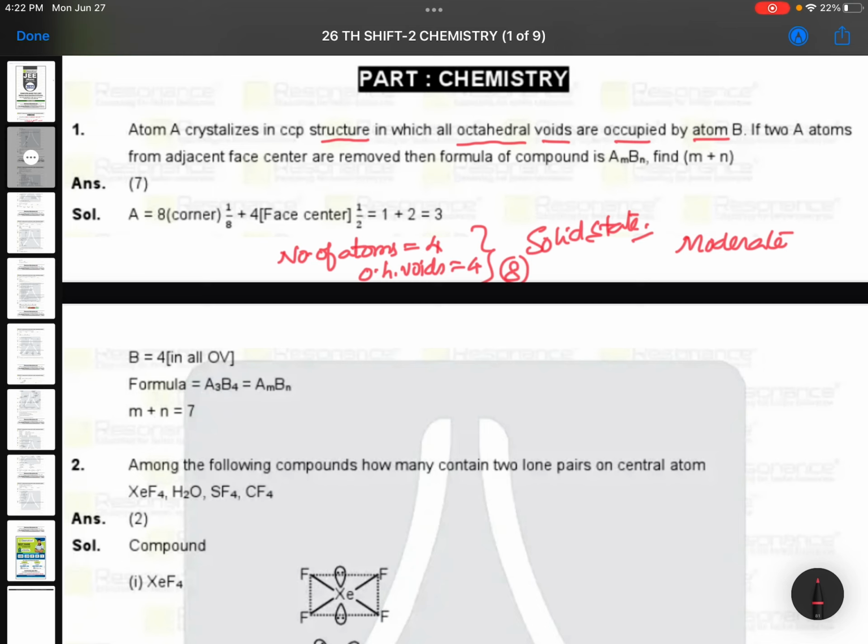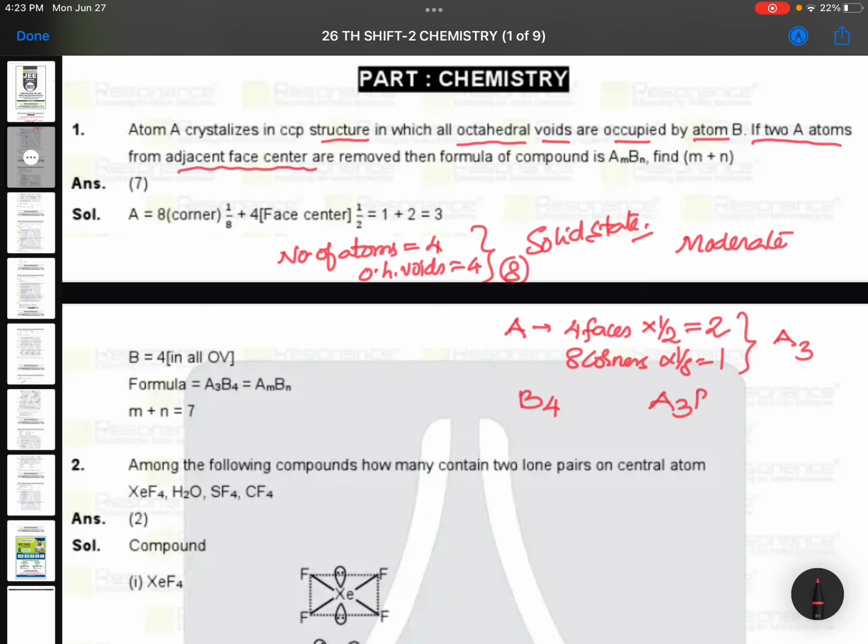But what happened is, if two A atoms of adjacent faces are removed, that means for A, now there are only 4 faces. Each face contribution is 1 by 2. And 8 corners with no disturbance, into 1 by 8, is equal to 1. So 3 atoms of A are present and 4 atoms of B are present. A3, B4, so it is going to be 7. He is asking what is M plus N, for AM, BN.